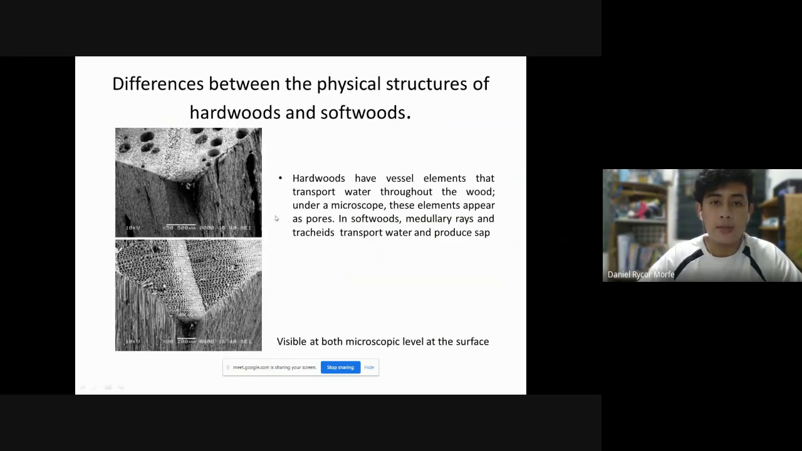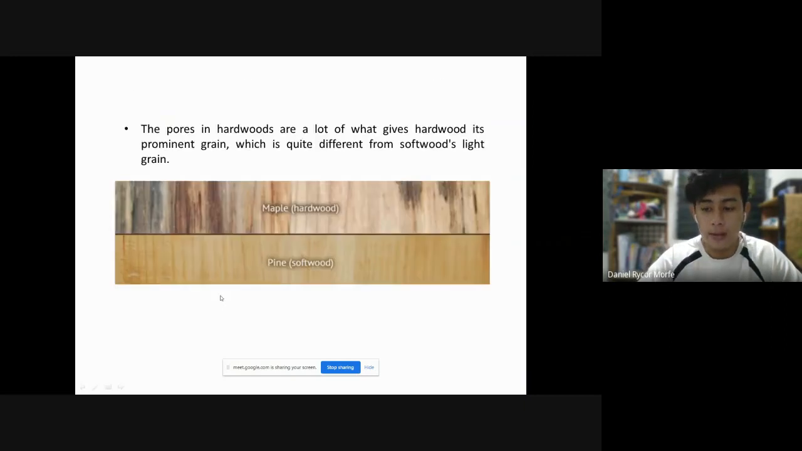Next are the physical structures of hardwoods and softwoods, and their differences at a microscopic level. The first image is softwood, which has fewer pores, while the hardwood has a lot of pores. These pores are the reason why hardwood is stronger and harder than softwood. And the pores in hardwood are also what give hardwood its prominent grain, which is quite different from softwood's light grain.